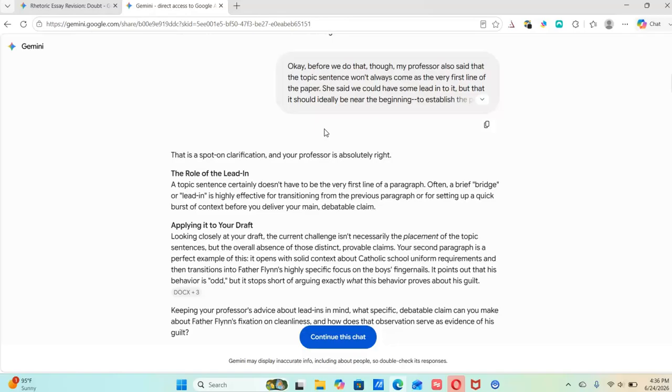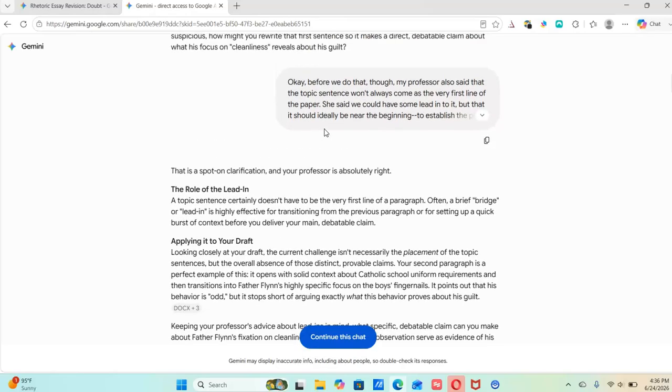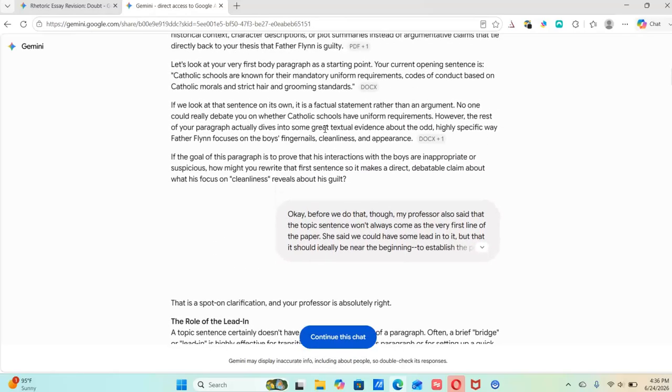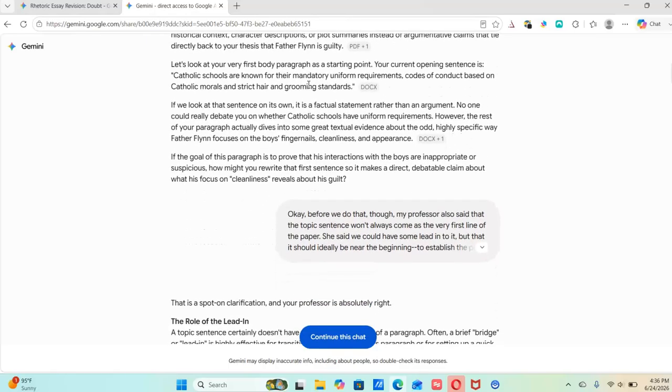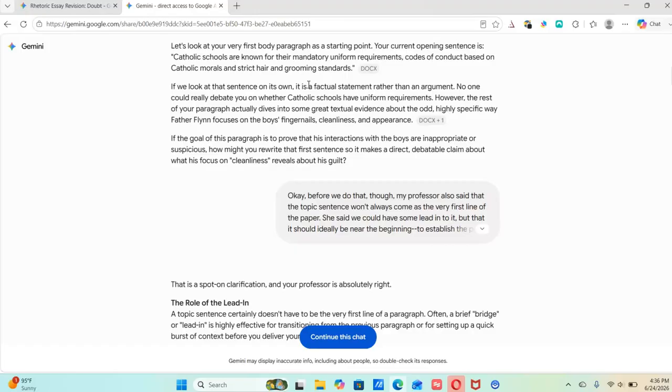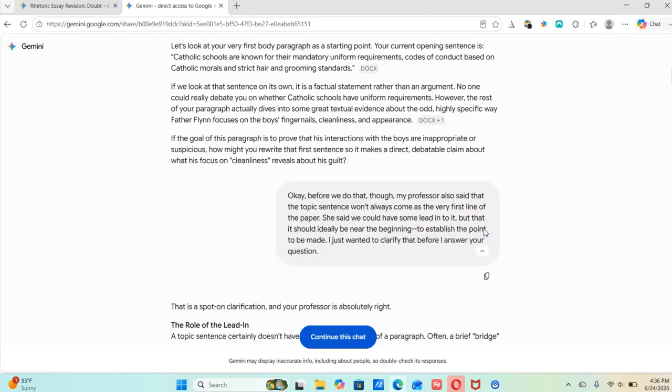So if we go through here, I pointed out something because it identified a sentence at the very beginning of a section that is descriptive and not a debatable claim. And I said, okay, but before I think about rewriting anything, my professor said that a topic sentence won't always be the very first line. She said it could have some lead into it, but that ideally a topic sentence should be near the beginning of a body section. I just wanted to clarify that before we move on.